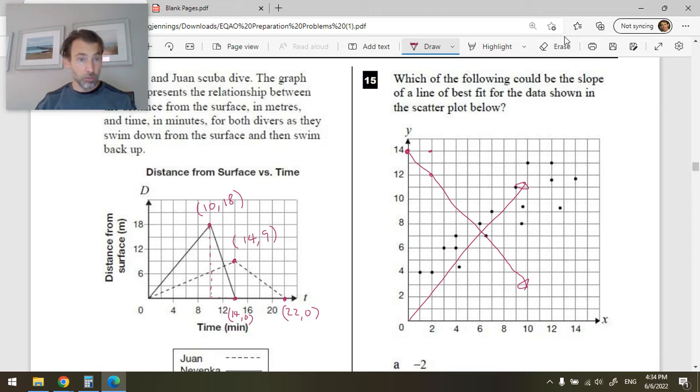Okay, what if it was a slope of 2? Well, then it would go over 1 and up 2, so it would go there. So it would be steeper like this. And 2 definitely is not it. 1 is the closest, but as I was saying, that to me looks like 0.8.